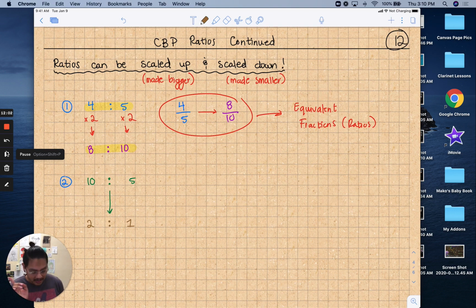Well, if we take a look at what we did for problem number 1, we scaled up, right? We multiplied both numbers by 2 to make the numbers bigger. This time we're scaling down. Are you having epiphanies yet? When we scale down, what are we doing to each number? We're not multiplying now, but we are dividing by the same number. So let's take a look at what I divided by.